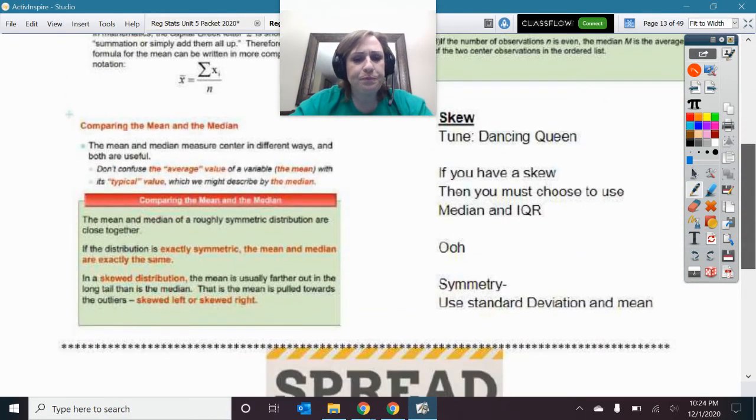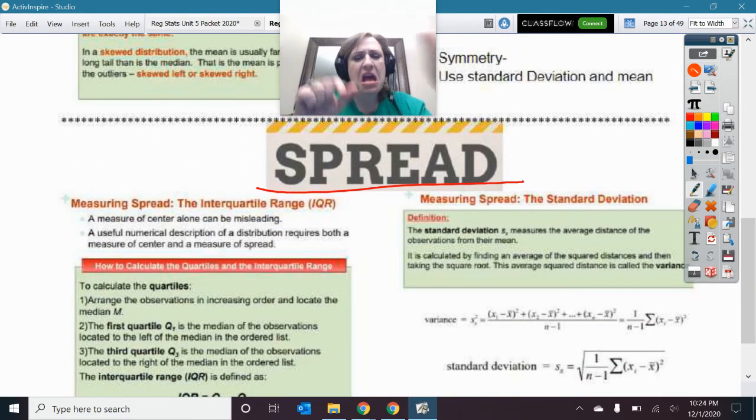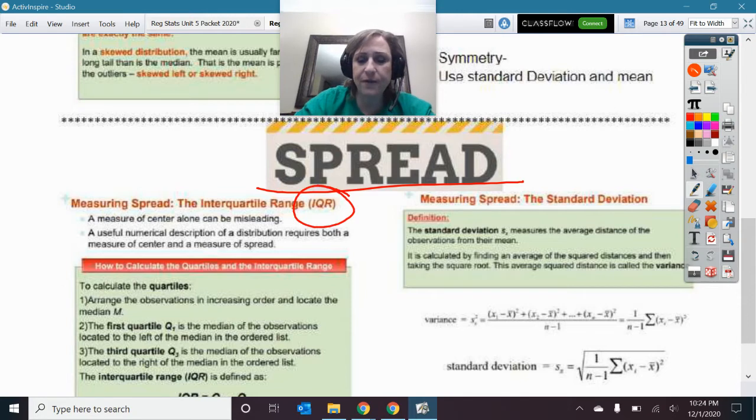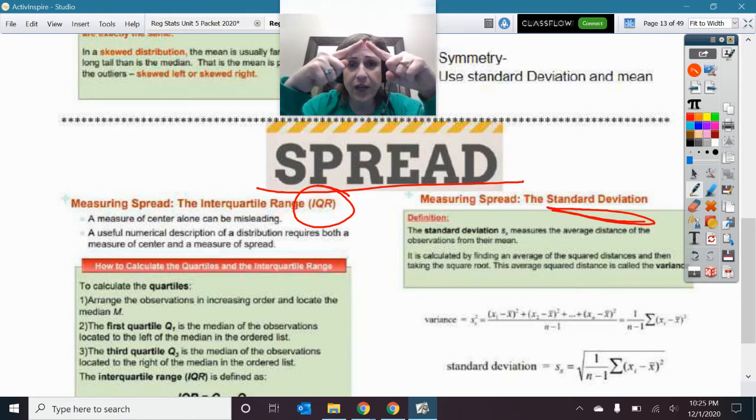And then here's our two main indicators of spread, how spread out this data is. There's two ways to indicate that. Either that middle 50%, or what we just learned with that standard deviation, the average distance from the mean. Now, let's pair these up because there are ones that go together.